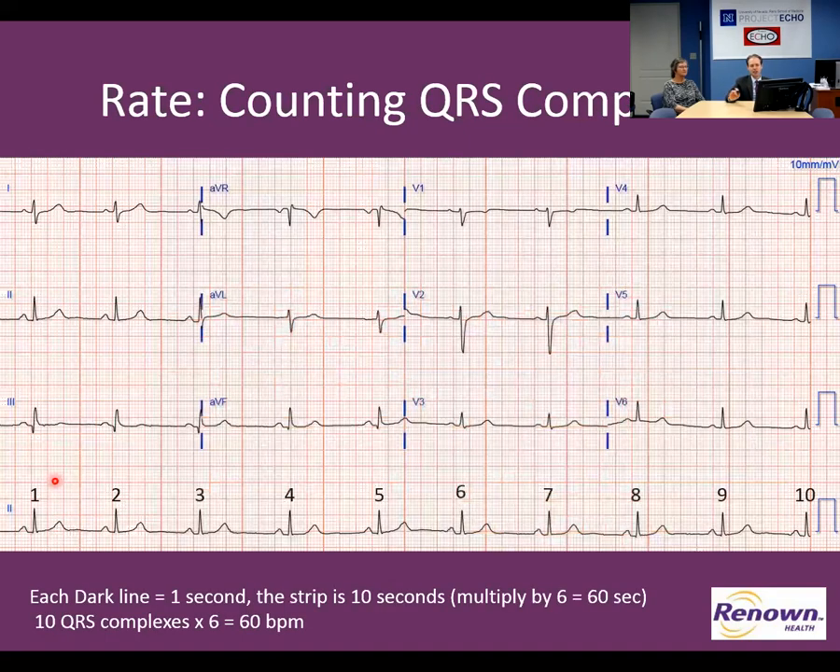The EKG is a 10-second strip, so you can alternatively count the QRS complexes on the EKG and multiply by 6 to get the heart rate. So either counting boxes or counting QRS complexes.